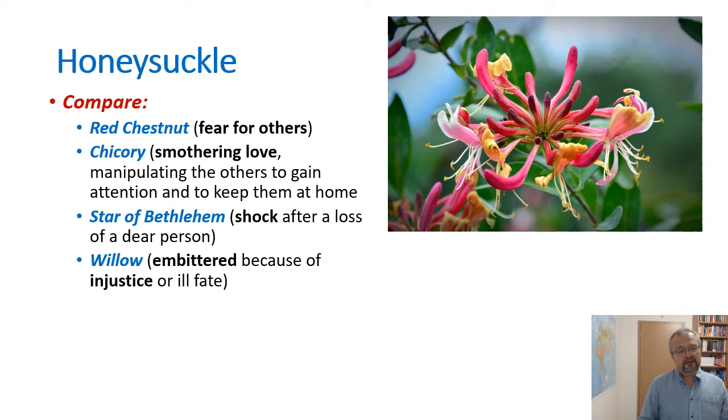We can compare honeysuckle with Red Chestnut. Red Chestnut is about fear for the others. Chicory, the main theme of Chicory is mother love, and they manipulate the other people to keep them at home, to gain their attention, and sometimes there may be a sort of sadness, but here it's more a manipulation.